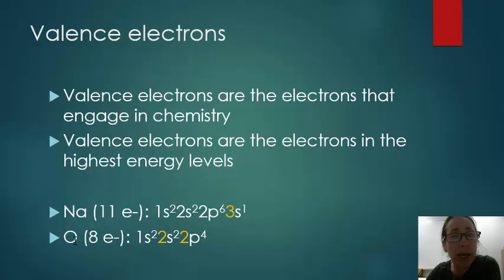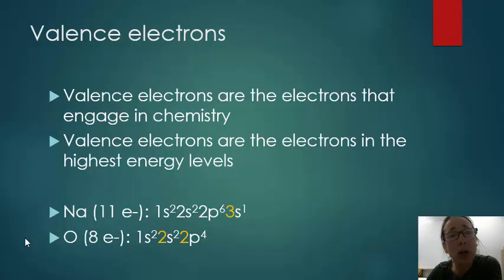We look at oxygen, which has 8 electrons. Here is its electron configuration, and the highest shell is 2. There are a total of 6 electrons in the second shell. So oxygen has 6 valence electrons.